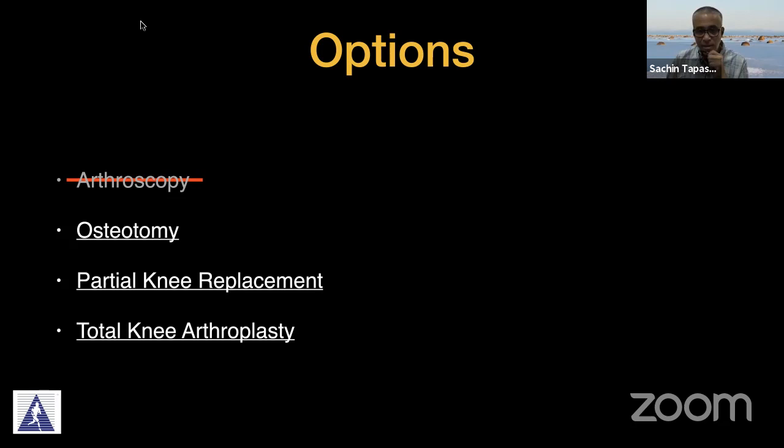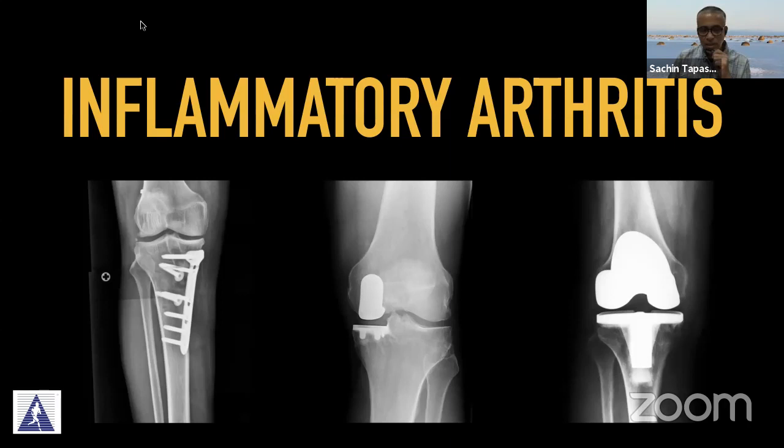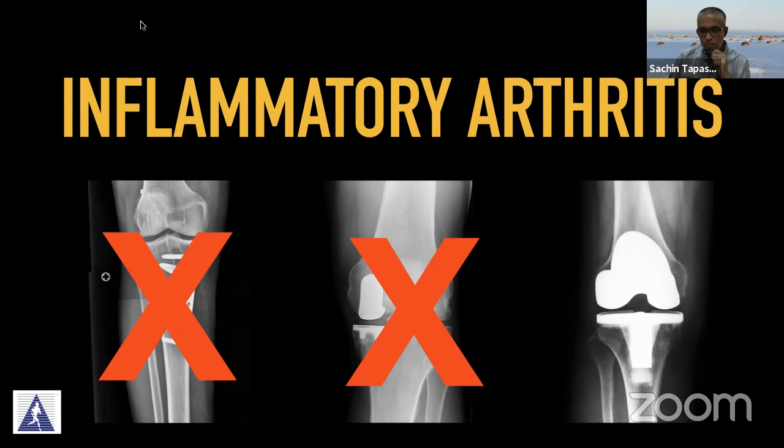So I'll go through my mental algorithm as to how I tackle these patients. The first thing I want to rule out is whether this patient has inflammatory arthritis. If there is any evidence of inflammatory arthritis, then definitely these two procedures are out. The only procedure you should be looking at is a full knee replacement, with a synovectomy if required at an appropriate date, as and when the patient may require. So that's the first thing.